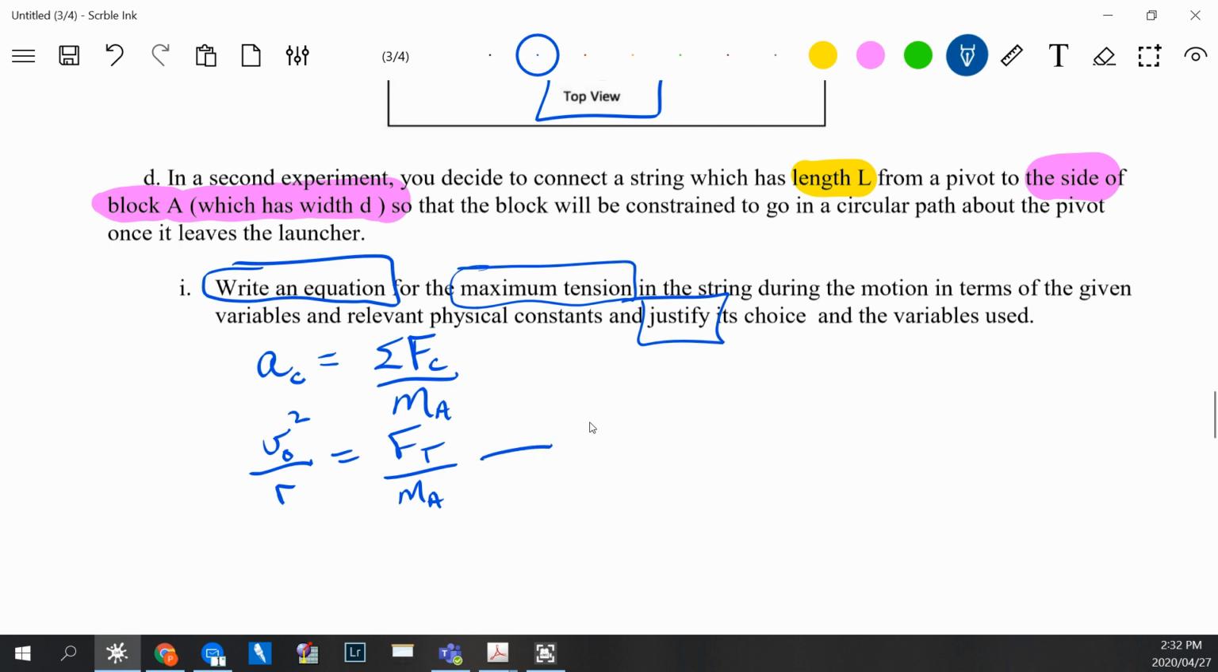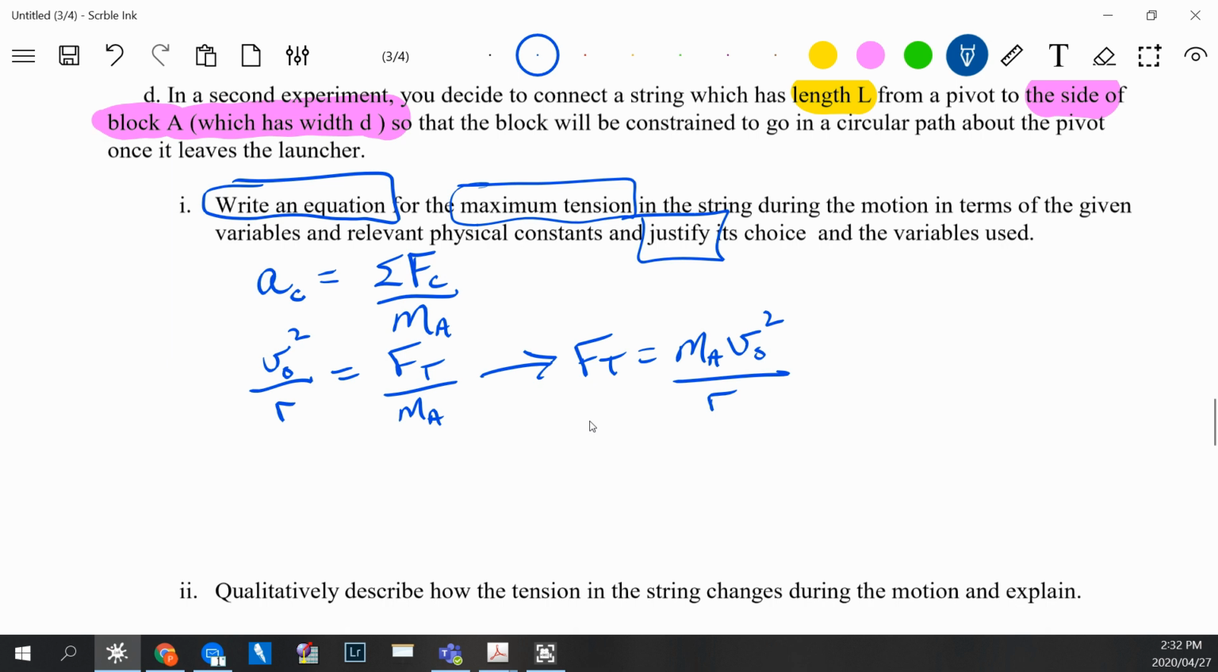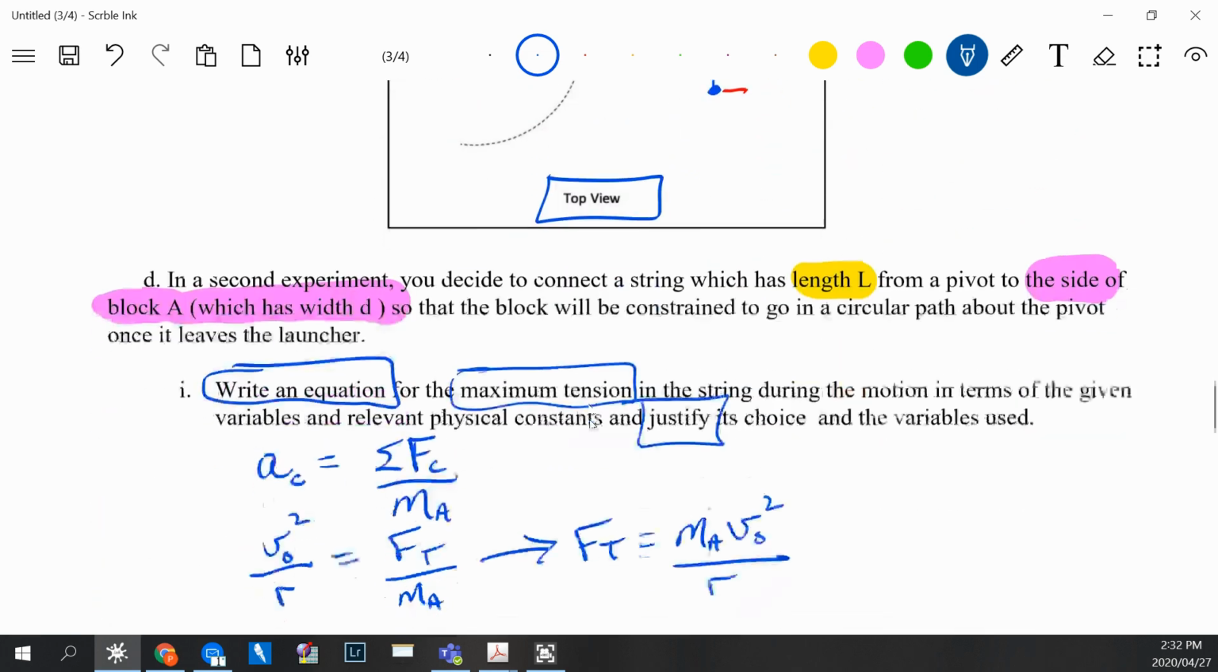So I'm going to do two things here. I'll solve for the force of tension. Force of tension is equal to the mass of block A, V0 squared, over R. So that's just solving that same equation for Ft, but I will now substitute. Notice that R is not one of the given quantities, so I'm going to replace R with what that radius of motion would be equal to, and I have that up here in red, the length of the string plus half of the block width.